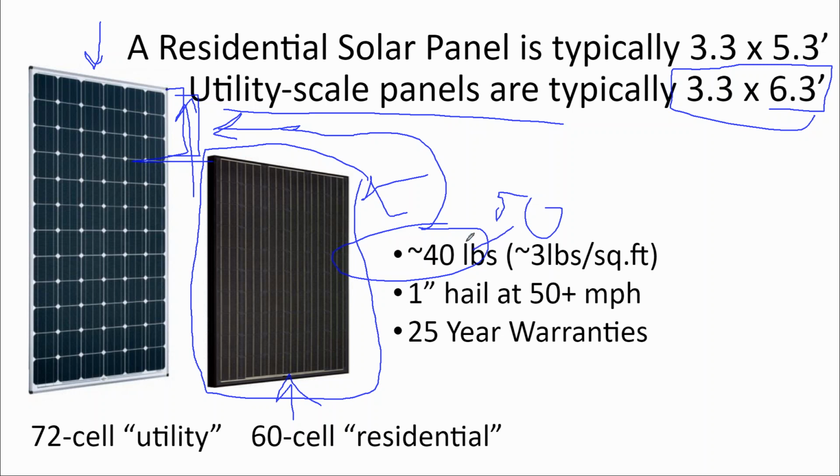and it weighs about 50 pounds instead of 40 pounds. So a typical solar panel, I would say, is 3 1/3 feet wide by 5 1/3 feet tall. It weighs about 40 pounds, but the utility scale panels are a little bit taller, a little bit larger, but really not much different than the residential type panels.